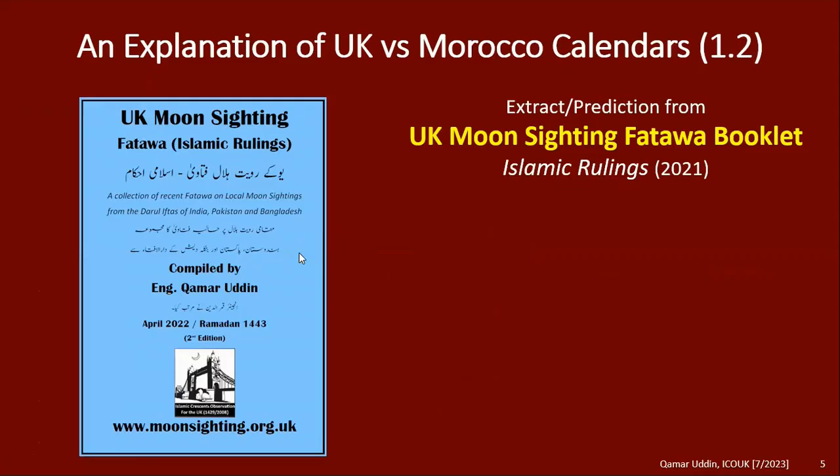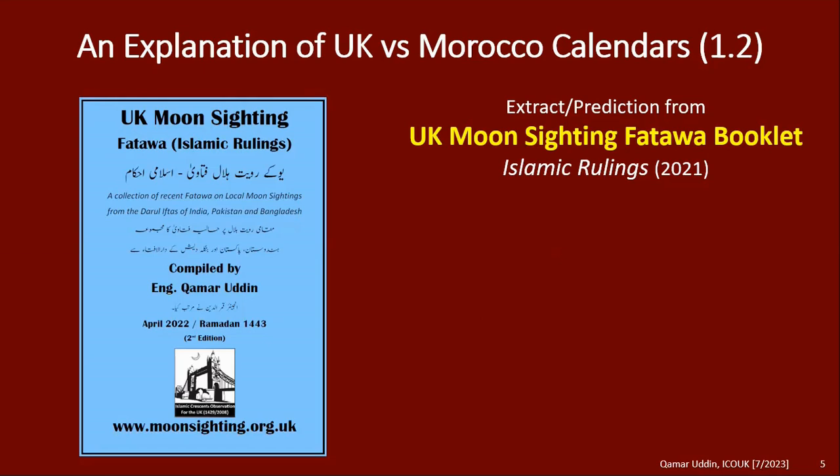The fatwa was compiled in a booklet of 58 pages, lots of fatwa that you can see, and there is a printed color copy. You could request that by paying the packaging and posting, but you can download the PDF version from our website. Now, one of the tables that we're going to discuss today is already in this booklet on page 6, which we sent in 2021 to the Darul Iftaz, that was the predicted dates.